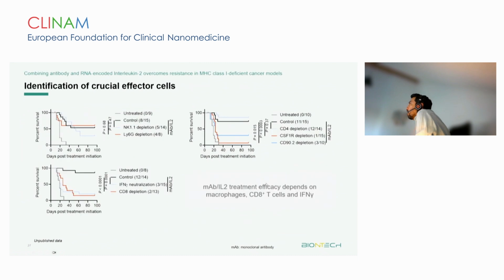And here I tried to identify the crucial effector cells. NK cell depletion did not have a real effect, but especially the CD8 T cell depletion and interferon gamma neutralization have a big effect on therapy success, as well as macrophage depletion. So we believe that this therapy efficiency is dependent on macrophages, CD8 T cells, and interferon gamma.